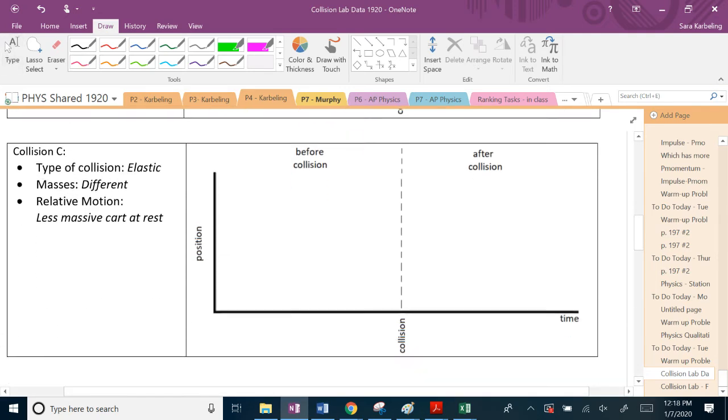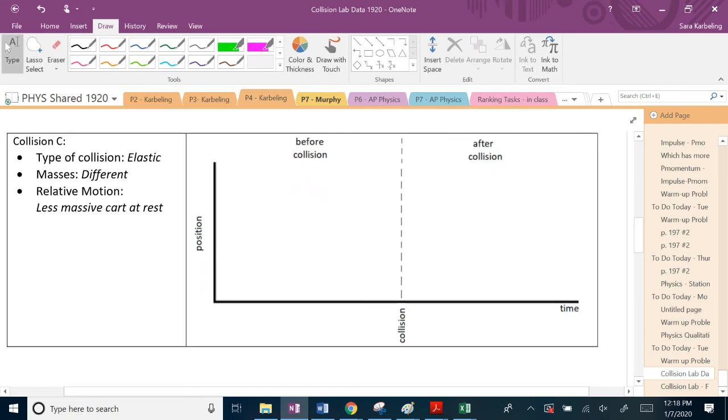Collision C. Here it is. It's elastic. Notice that the masses are now different. Okay? And it says that the less massive car is at rest. Quick question before you get started making all your data collection. How's the before collision going to look? It's the same thing again. It's the same, right? Let's do it. Go ahead and draw that if you haven't done so already.